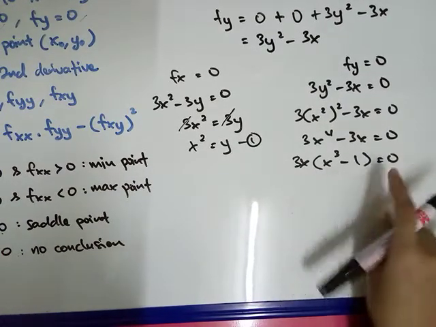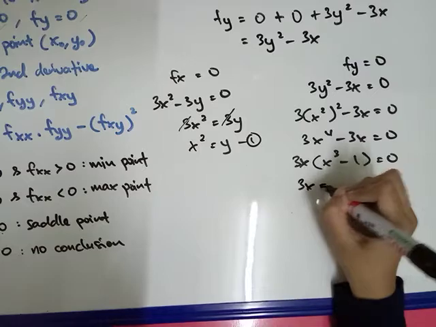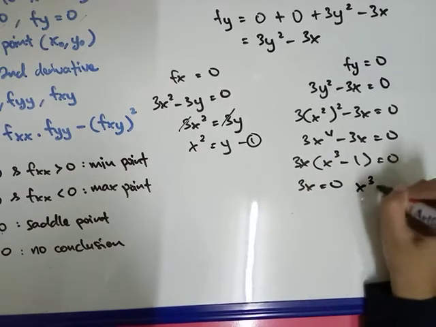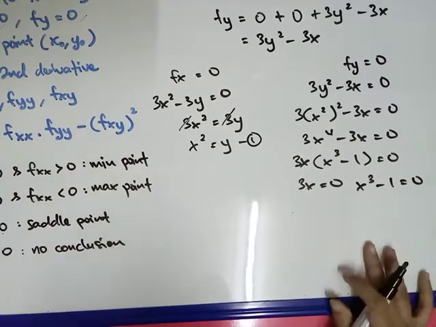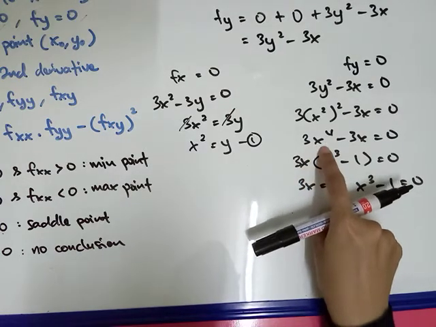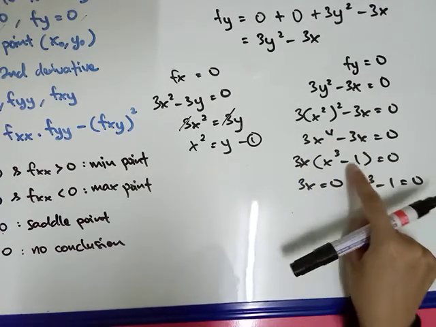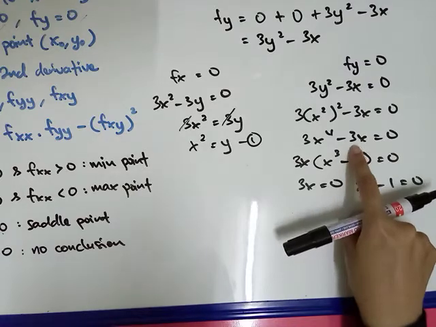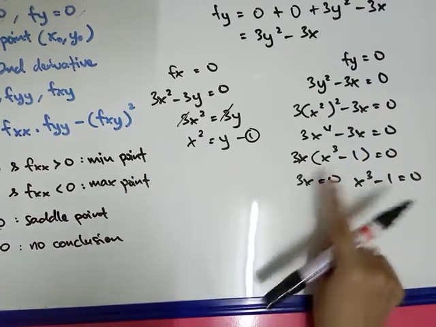Okay, so 3x equals 0. x cubed minus 1 equals 0. Okay, boleh faham konsep ni? 3x times x cubed, we get 3x^4. 3x times negative 1, we get negative 3x. Okay, and then we need to split up.